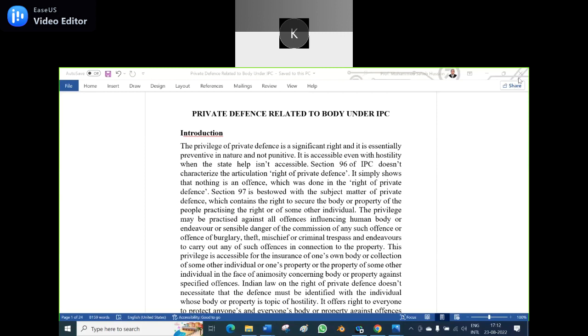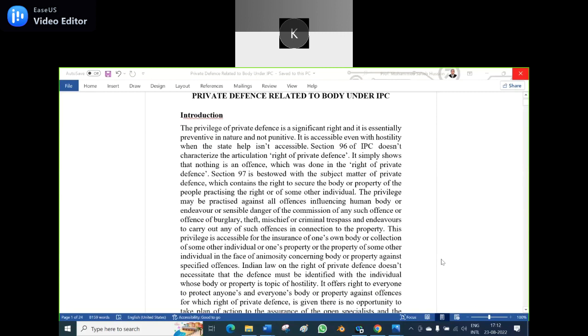So when can a person take the private defense? It may be practiced against offenses, or if there is a sense that an offense may be committed by someone, like the offense of burglary, forcibly coming into the house and stealing things, or simple theft, or any mischief, or any criminal trespass. Criminal trespass should be into the house, not outside. At that instance this private defense can be taken, and it applies to property also.